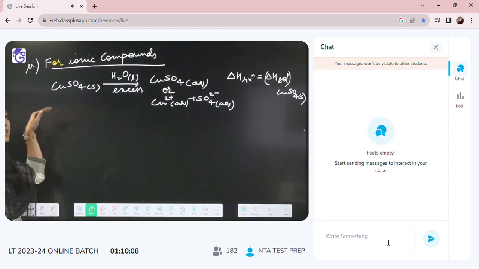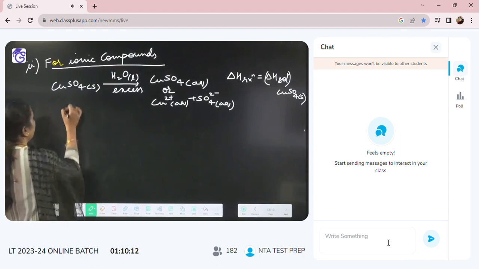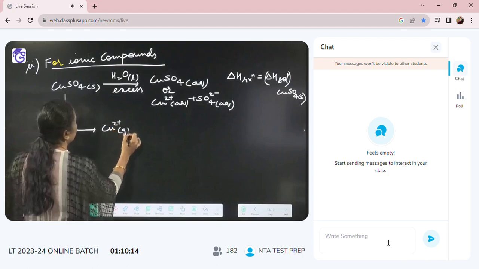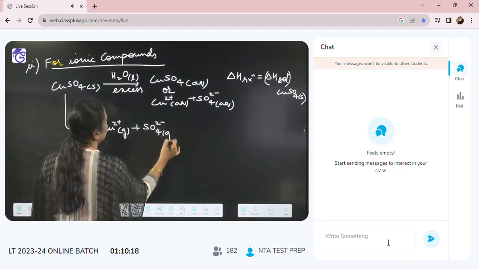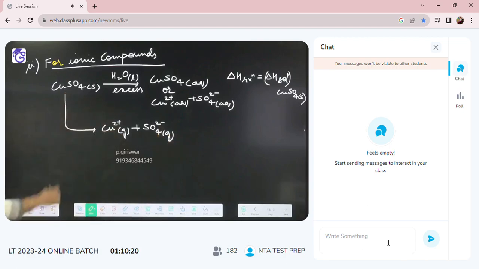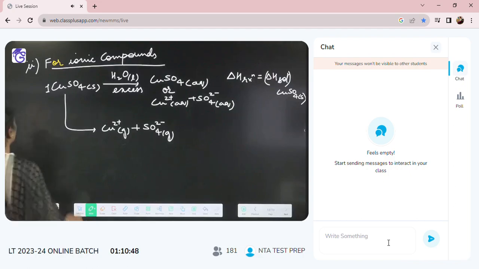Now I have written this in one step. It could also be written in more than one step. If I write something like this, Cu2+ gaseous plus SO4 2- gaseous, which enthalpy is represented here? You have taken 1 mole of it and you are breaking it down into constituent gaseous ions. Which enthalpy am I referring to? In today's class only we have studied. If I take 1 mole of an ionic compound and try to convert it into its constituent gaseous ions, it is lattice enthalpy. Good.